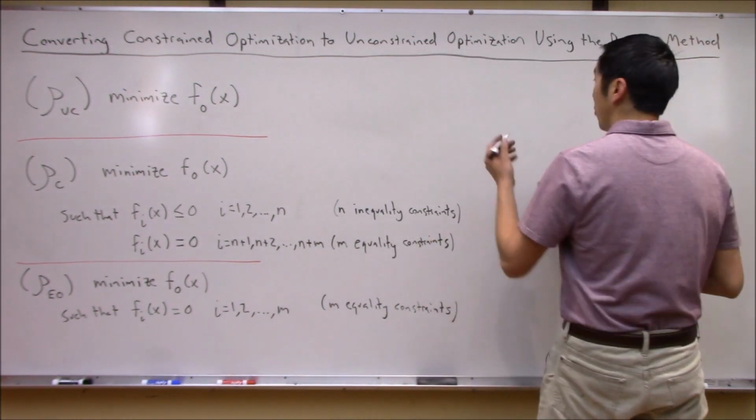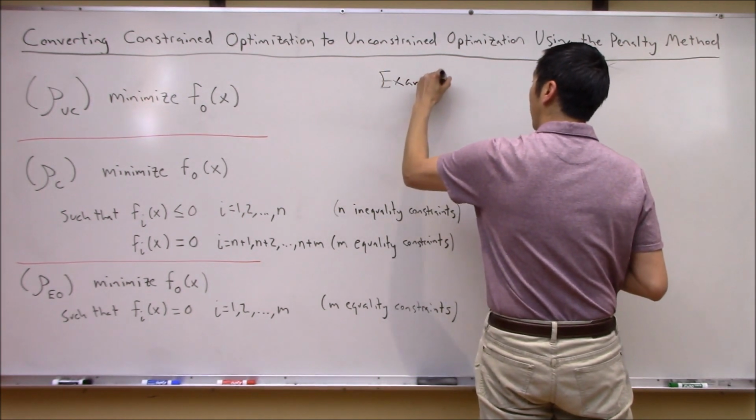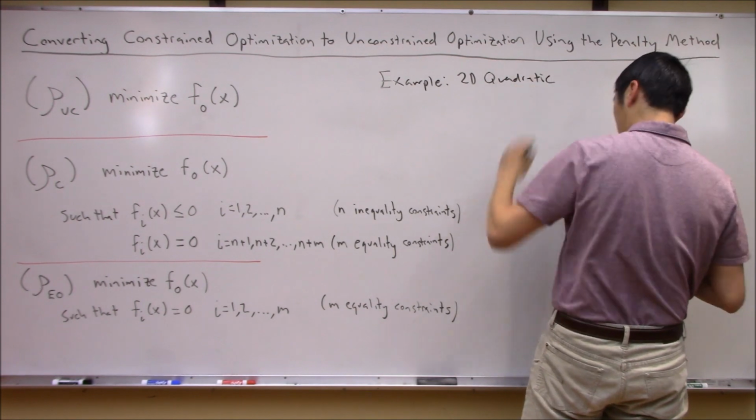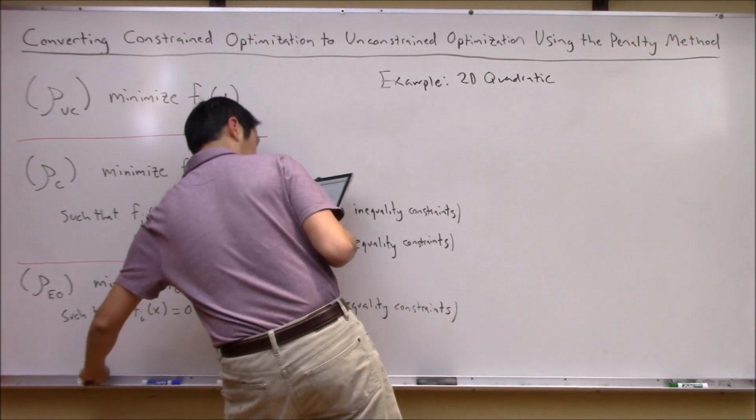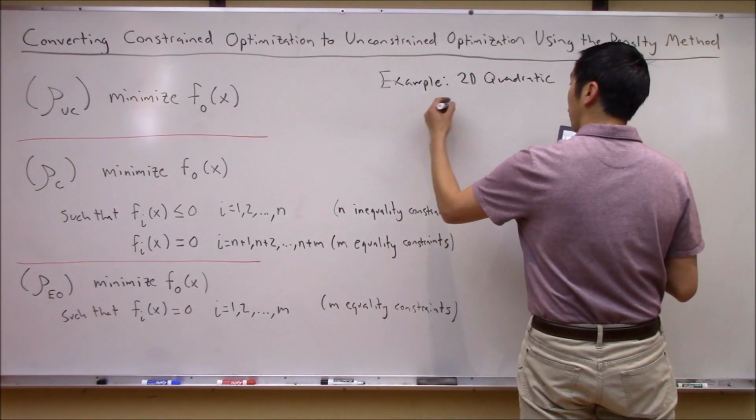You know me, I like to look at concrete examples. So let's look at an example here of a 2D quadratic. Okay, so let's go ahead and define a cost function. Let me switch pens. That one is kind of on its way out. So let's define our cost function. How about like this?